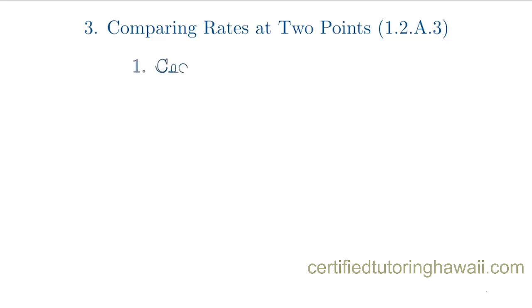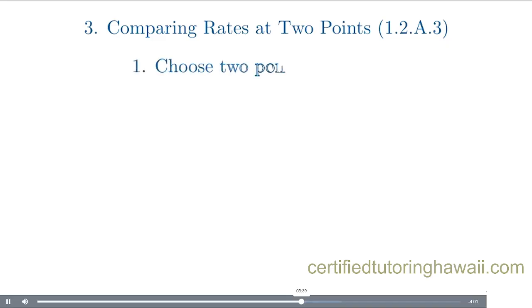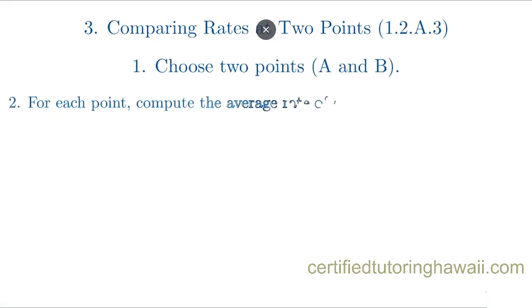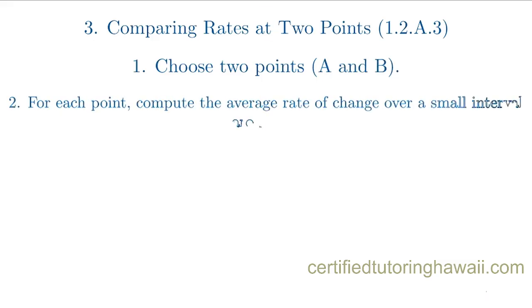Here's the process. First, choose 2 points. Let's call them A and B. For each point, you'll compute the average rate of change using a small, equal-sized interval around it. Finally, you'll compare the two values you found to see which is greater or if they are equal. Let's apply this to f of x equals x squared. We want to compare the rate near x equals 1 with the rate near x equals 3.